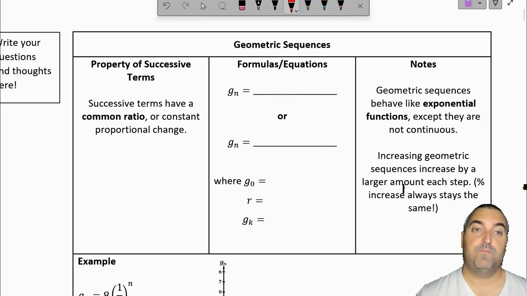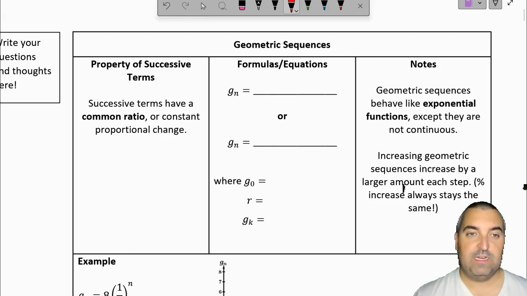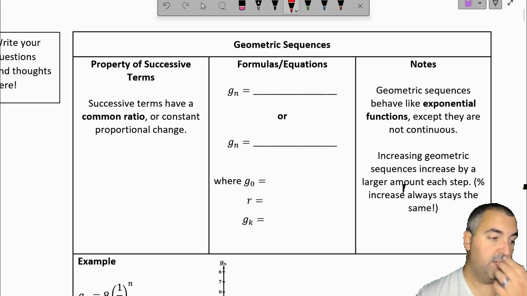We are continuing with 2.1, and we are now going to talk about geometric sequences. So arithmetic, you had that common difference, right? It was very linear in its pattern. Now we're going to look at geometric, where successive terms have a common ratio, or they change proportionally each time, a constant proportional change.